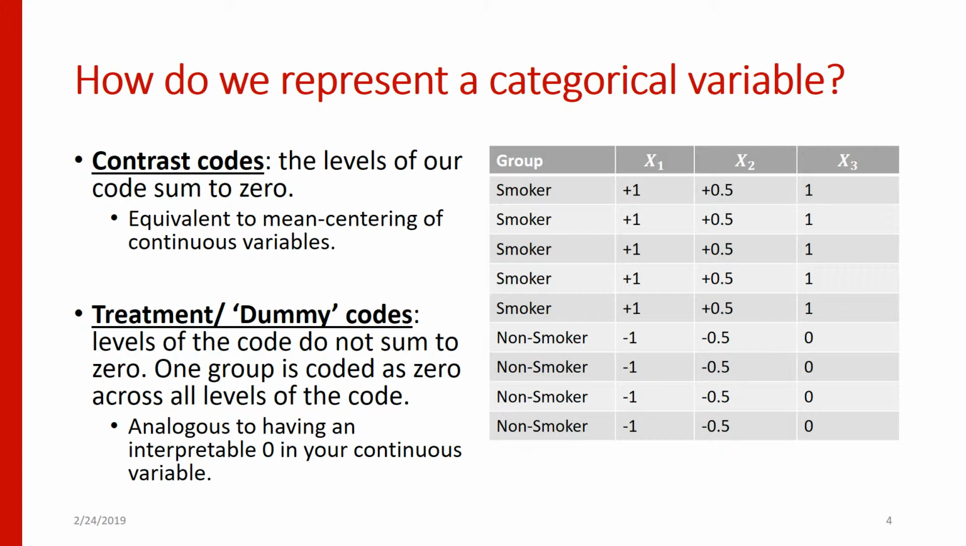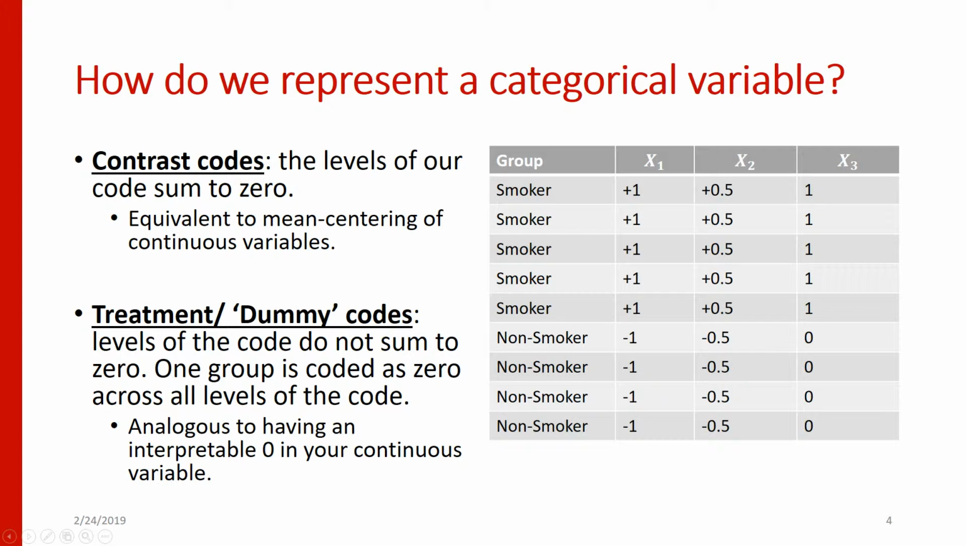is 0. So if I have this code where I have smokers and non-smokers, 0 is right in between those two codes. So my intercept is going to be the mean of my two groups. So on average between the two groups, what is the value of y? Similarly here, if it's coded as 0.5 and negative 0.5, 0 is still right in the middle of those two codes. So my intercept would be the value of y when x is 0, which is to say that's the value of y on average between the two groups. So we get that benefit of contrast coding.